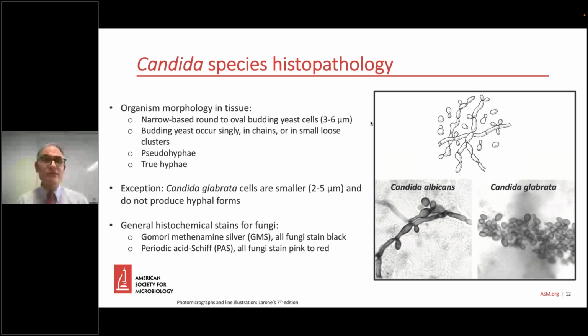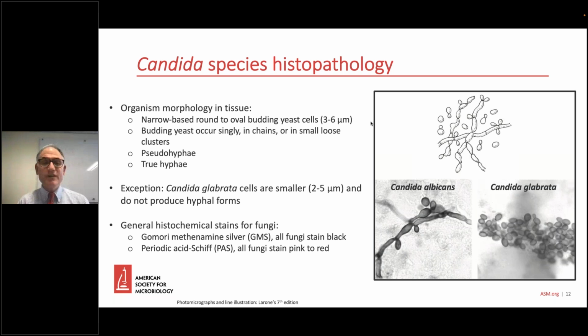Their budding occurs singly, in chains, or in small loose clusters. Pseudohyphae and true hyphae are present. And on the next slide, I'll tell you what the difference between pseudohyphae and true hyphae is. The exception is that Candida glabrata cells don't make any hyphal elements. They're just small budding yeast cells.